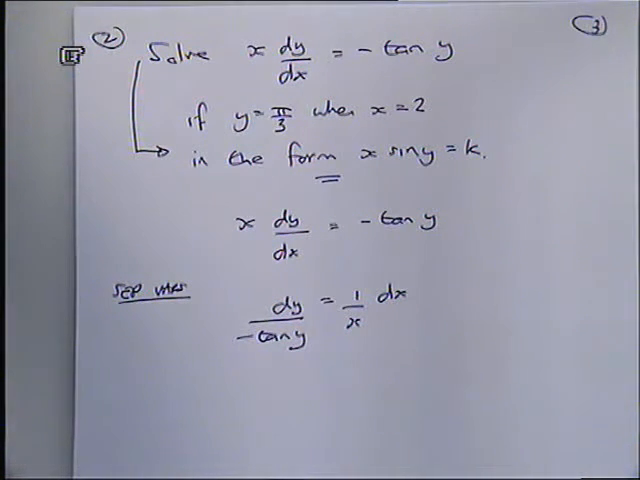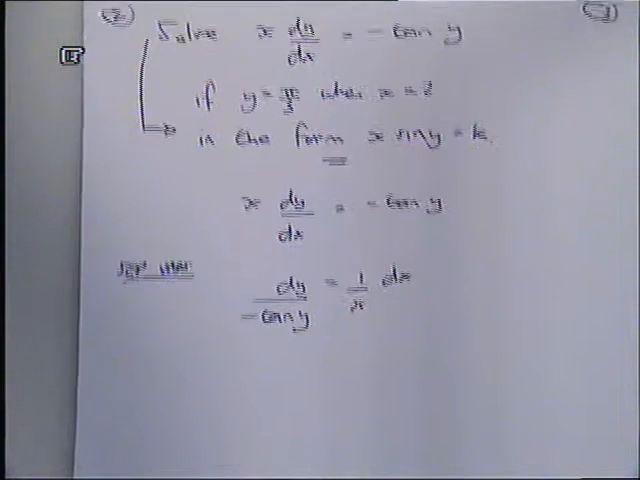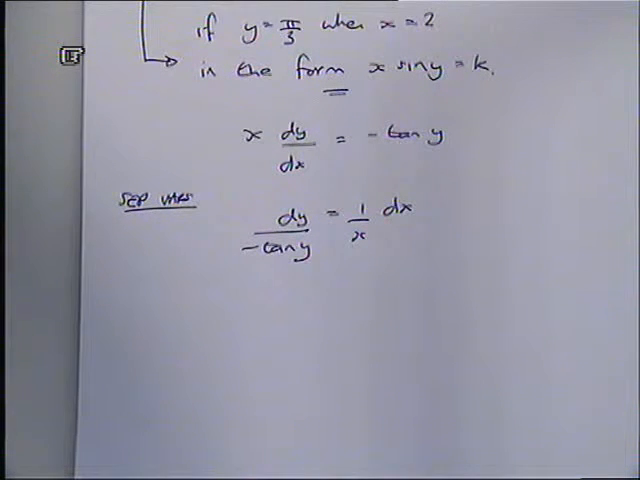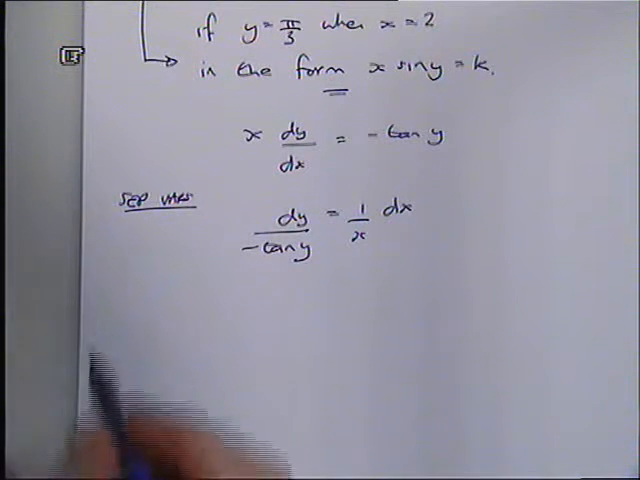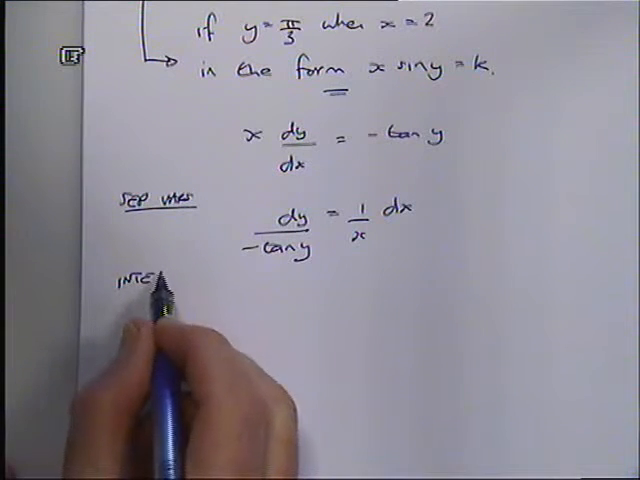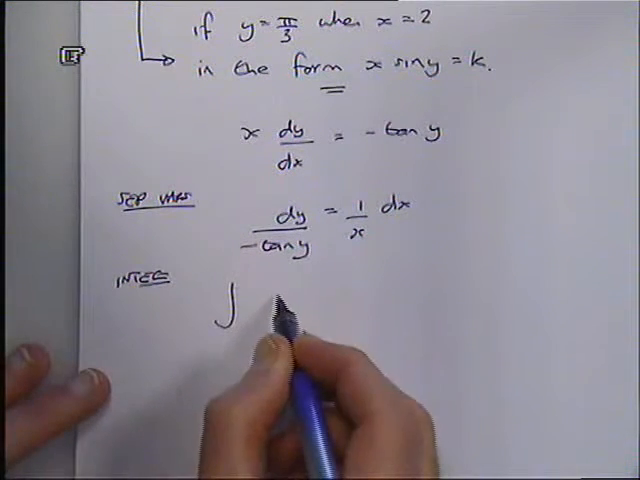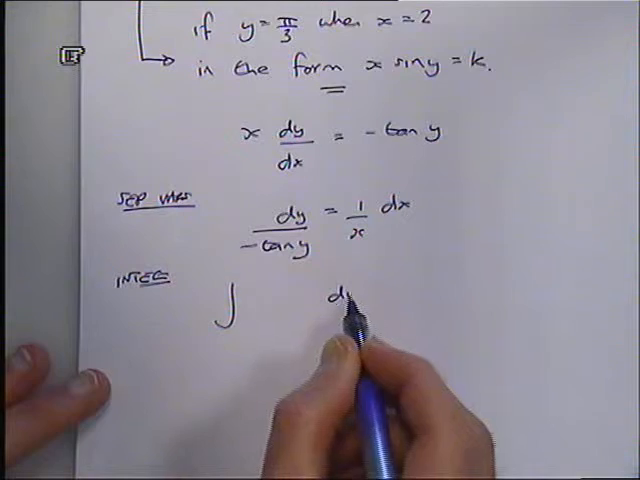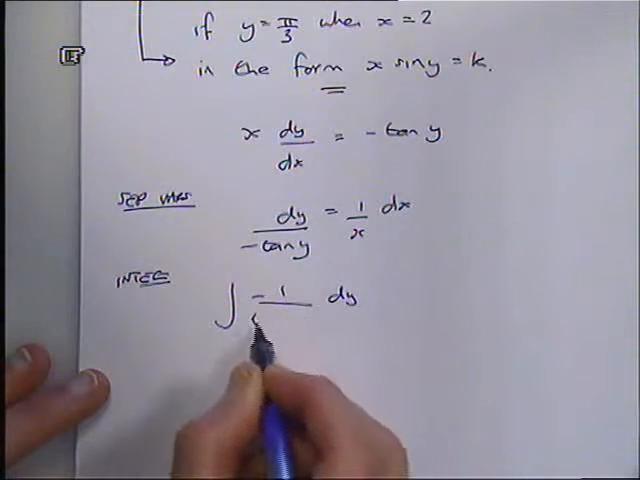So now I've got all my x's on one side, all my y's on the other, and all my d bits are on the top. None of them are on the bottom. That's what you're really trying to do. That makes life easier. And the next thing was to integrate both sides. So I can just put an integral sign in. I'm going to write this slightly differently here.